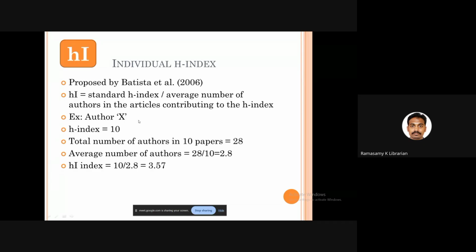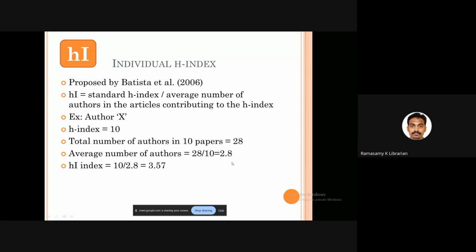This is an author called X. His Hutch index is 10. And in all these 10 papers, you go and count the total number of authors. First paper 3, second paper 2, 5, third paper 3, 8. This way, you go and add all the number of authors in all the 10 papers. How many authors are there? There are 28 authors found in 10 papers. You have to find out the average number of authors. 28 authors divided by 10 papers. So every paper has got an average of 2.8 authors.